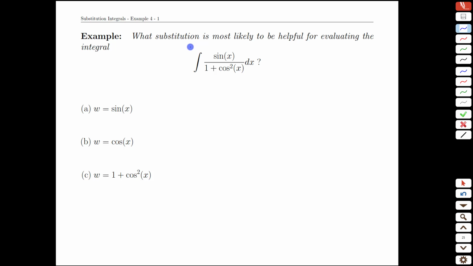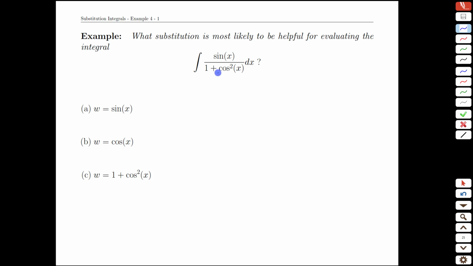In this video, we're going to continue our study of the substitution approach for evaluating integrals. Take a look to start with at the integral here, and ask yourself which of these possible substitutions would be most effective at simplifying or tidying up this integral, making it an integral that's easier to evaluate. Take a moment to think about it, and then we'll check in.